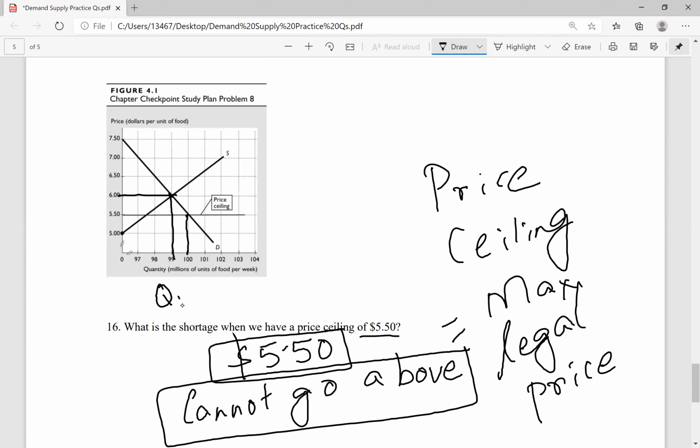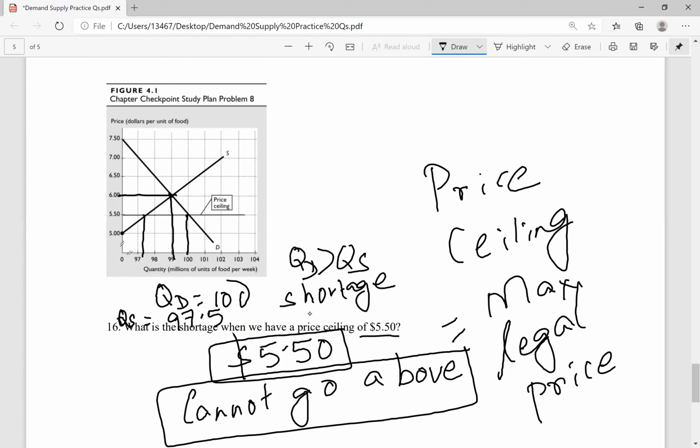What's going on here? My quantity demanded is 100 because the ceiling price is hitting the demand curve at 100. And my quantity supplied is equal to 97.5. Because my quantity demanded is greater than quantity supplied, I have a shortage equal to 100 minus 97.5. That will be equal to 2.5. I just hope this makes sense.